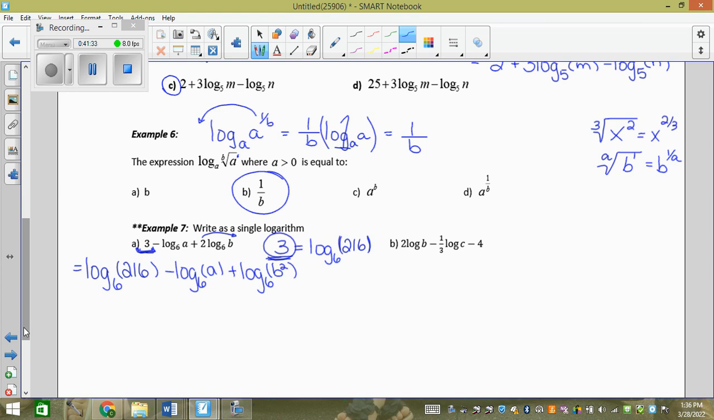Now, can I put them all together? Yes, because they're all base 6s. You see that? Base 6, base 6, base 6, all have 1s in front. Plus and minus doesn't matter, but they just need to be 1s. So now I'm going to go log base 6, 216 goes on the top in the numerator because there's a plus 1 in front. A goes in the denominator because there's a minus 1 in front. B squared goes in the numerator because there's a plus 1 in front, and I'm done.